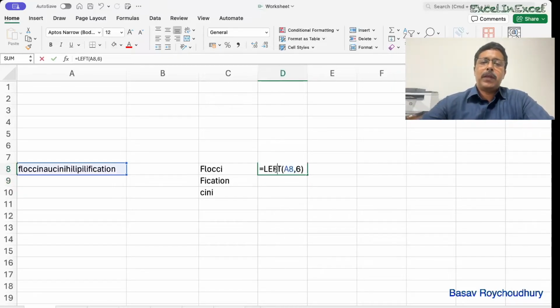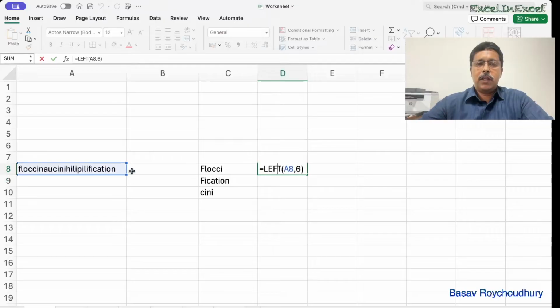Coming back here again, I had given left of this text, the string floxinaucinihilipilification, and I have taken 6 characters there to get floxy out. In this case, of course, I got the 6 characters because I could count them. But in most cases, this 6 is also given as a part of another function, which we will see later as we go today.